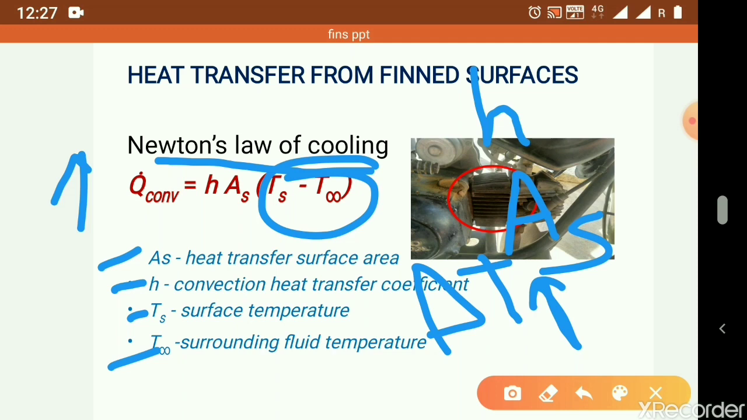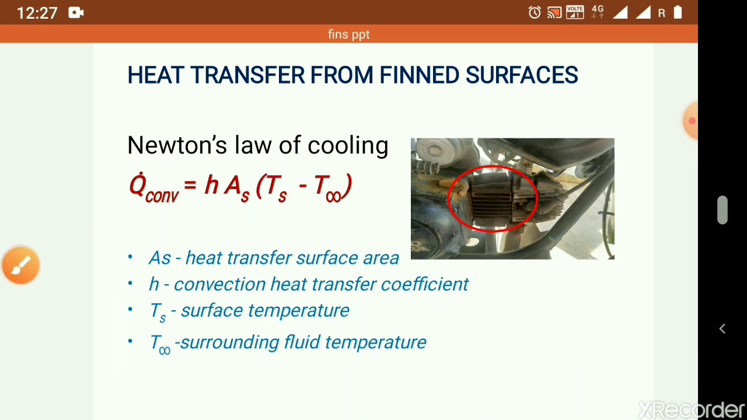The next choice for increasing convection heat transfer rate is the convection heat transfer coefficient. Increasing the convection heat transfer coefficient may require installation of pumps or blowers, or increasing the existing capacity of the pumps or blowers. In many cases it may not be feasible. So the alternative for increasing the convection heat transfer rate is increasing the heat transfer surface area. The heat transfer surface area can be increased by attaching surfaces to the heat transfer surface, and these attached surfaces are called extended surfaces or fins.